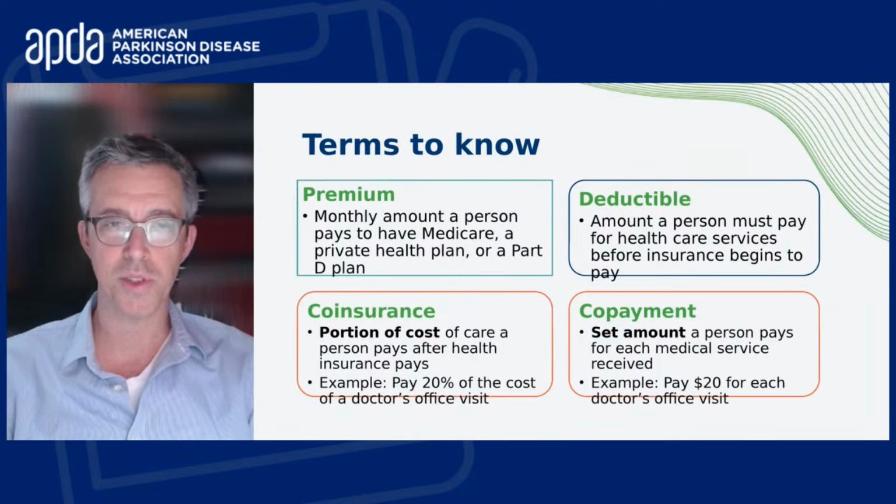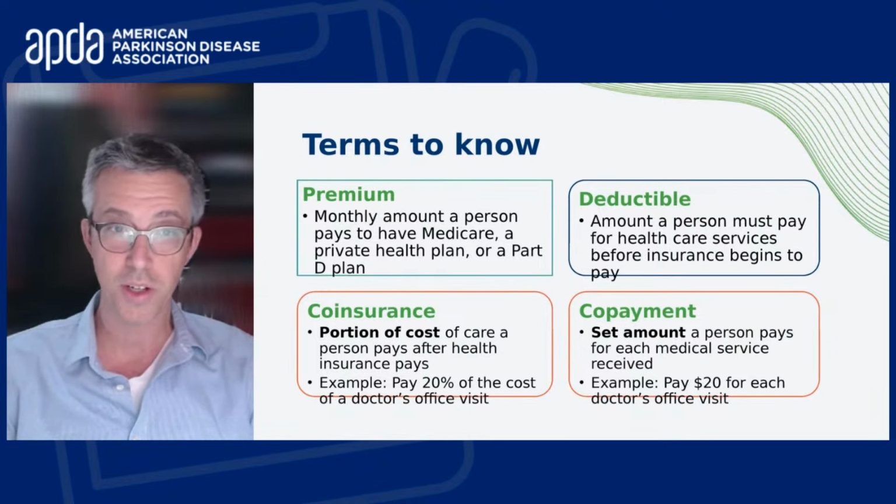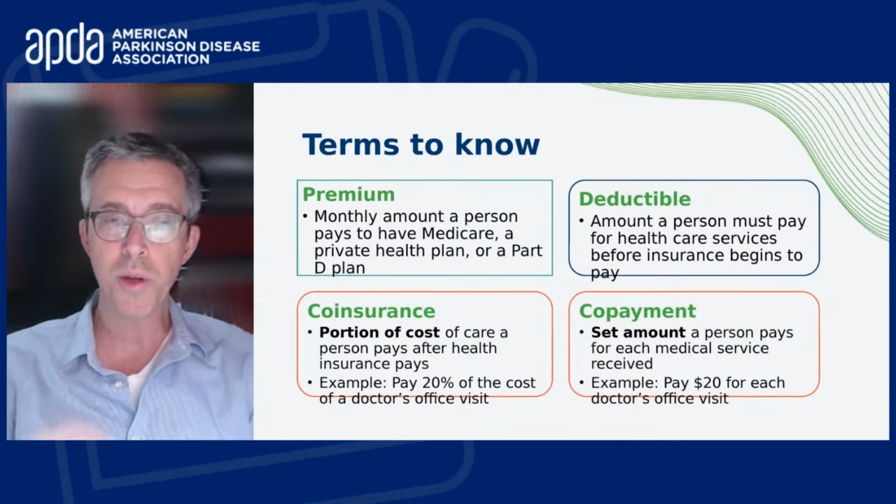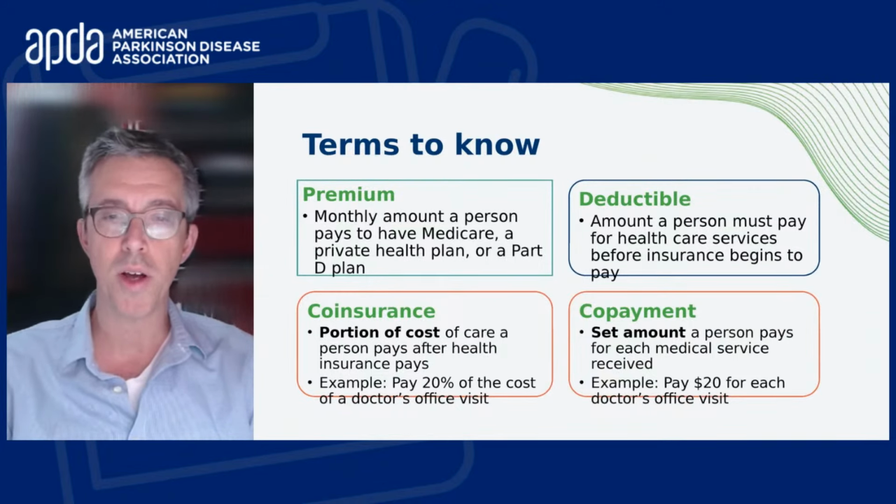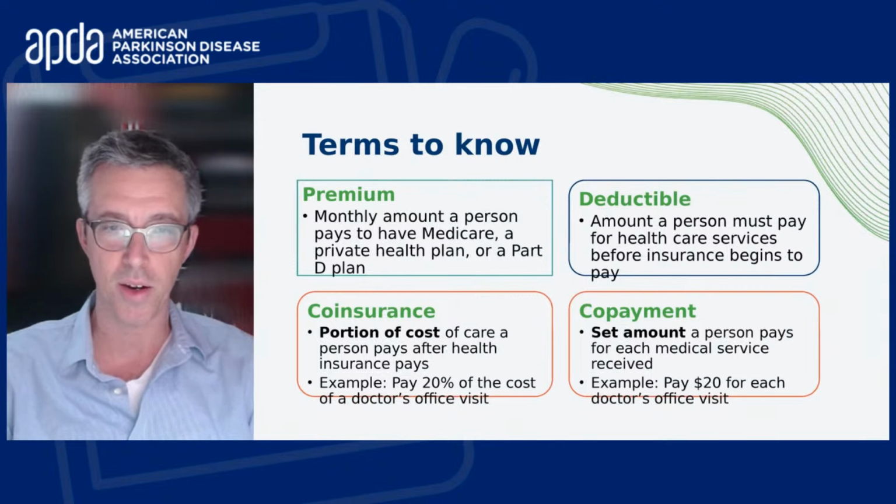Here are some terms that are good to know. And if you don't know them already, it's always good to make sure that you fully understand what they are. Premium. This is the monthly amount a person pays to have Medicare or a private health plan or a Part D plan. It's like a subscription. You pay it every month, no matter whether you use the insurance or not.